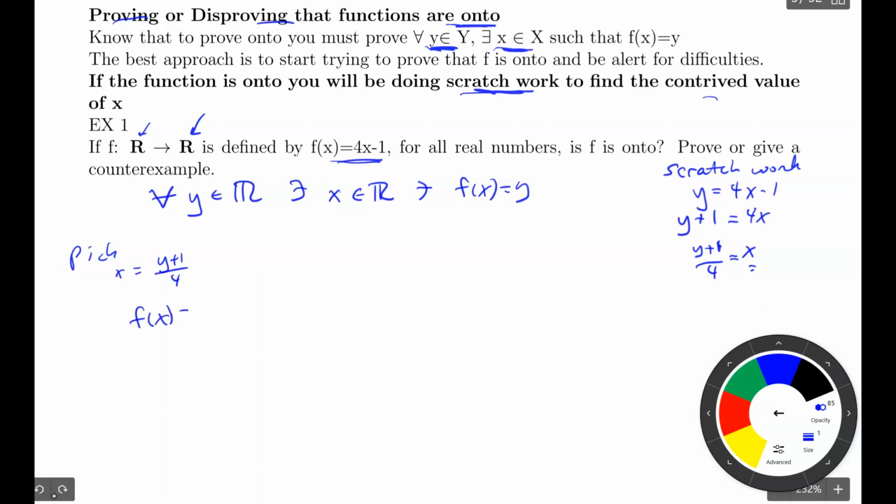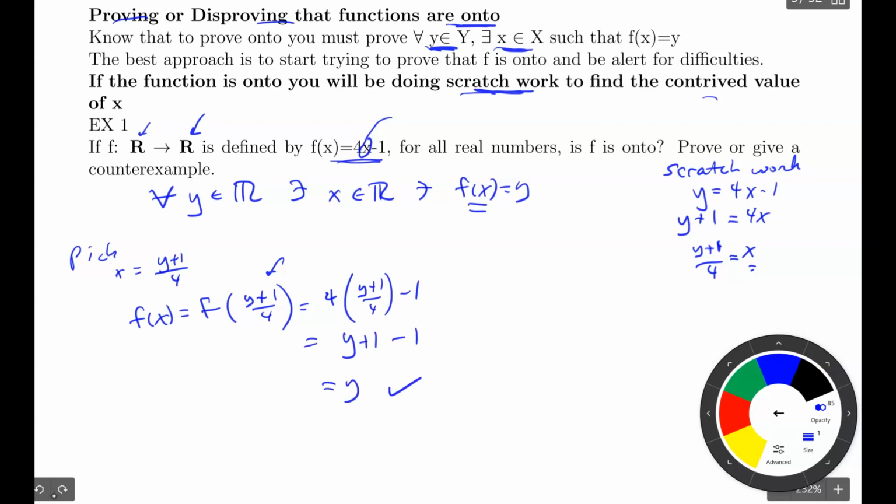So then f of x equals, because I want to show this is true, I put this value into the function. So I put 4, and then in for x, I'm putting (y plus 1) divided by 4, minus 1. Okay, so I cancel the 4's. y plus 1 minus 1 equals y. Check, I got there. So for every y, I can find an x so that f of x equals y. I'm telling you what the x is that will get me to the y value.